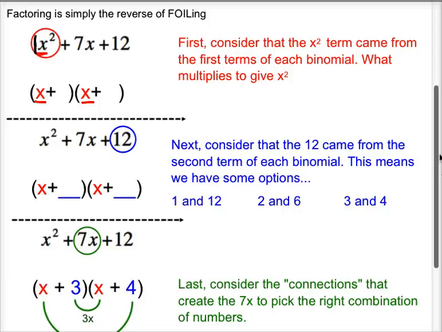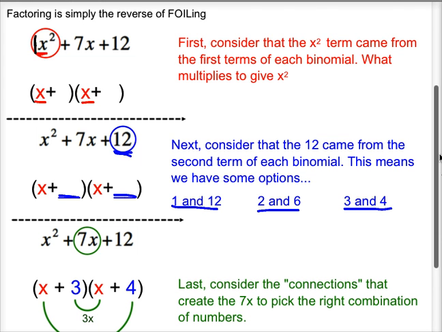Well, if you think about the last term, that 12, that 12 is coming from these two numbers right here. Now that's where your options start coming in, okay? Because remember, what multiplies to give us 12? Well, we're talking about 1 times 12, 2 times 6, 3 times 4. So we have some options that we have to consider.